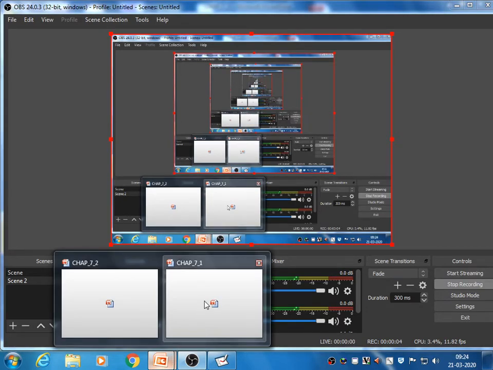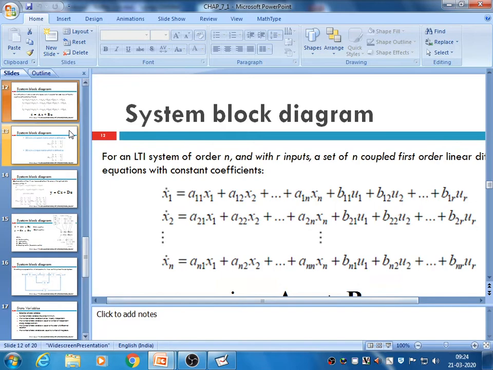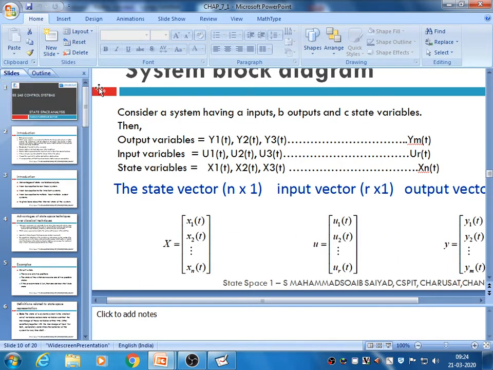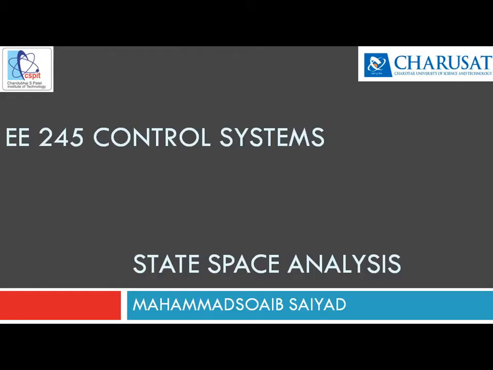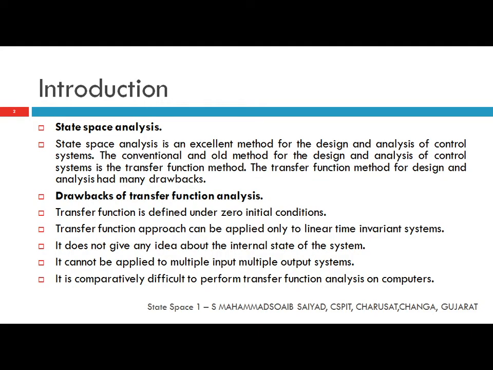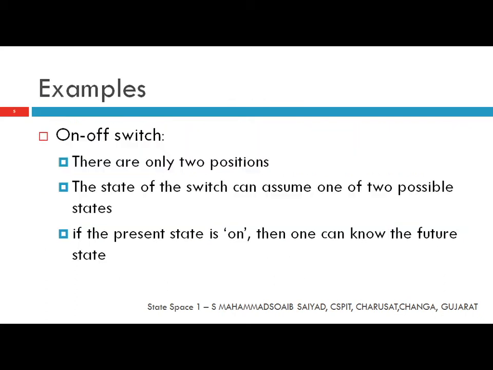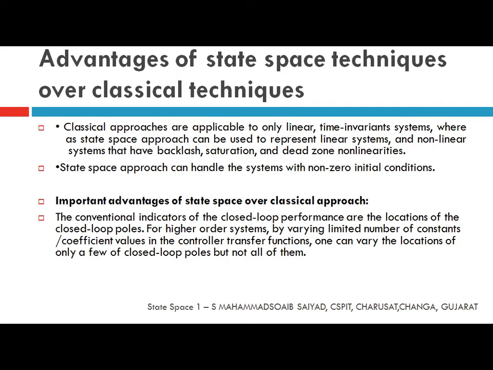Hello students, we are going to take lecture number 3 for chapter number 7. Before that, we are going to summarize the topics we have done in lectures 1 and 2 itself. We have gone through the introduction, drawbacks and advantages of state space analysis, and we have seen the various advantages over the classical technique also. The PPT I will share with you within a short time.